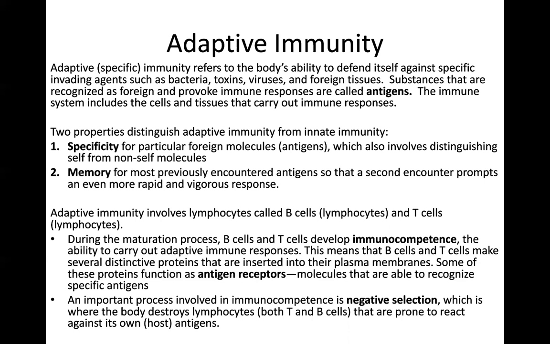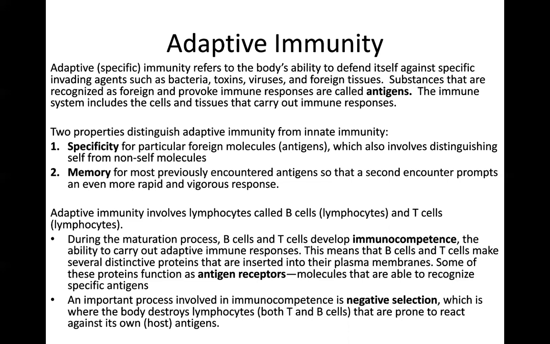We learned that B and T cells develop immunocompetence in the primary lymphatic organs, which are the red bone marrow and your thymus. Okay, and I compared that to a soldier going off to basic training and getting skilled as a competent soldier. In the case of these B and T cells, what they do to become immunocompetent is make several distinctive proteins that they insert into their plasma membrane. Some of these proteins function as antigen receptors, which are molecules able to recognize and bind to specific antigens, or interact with them.